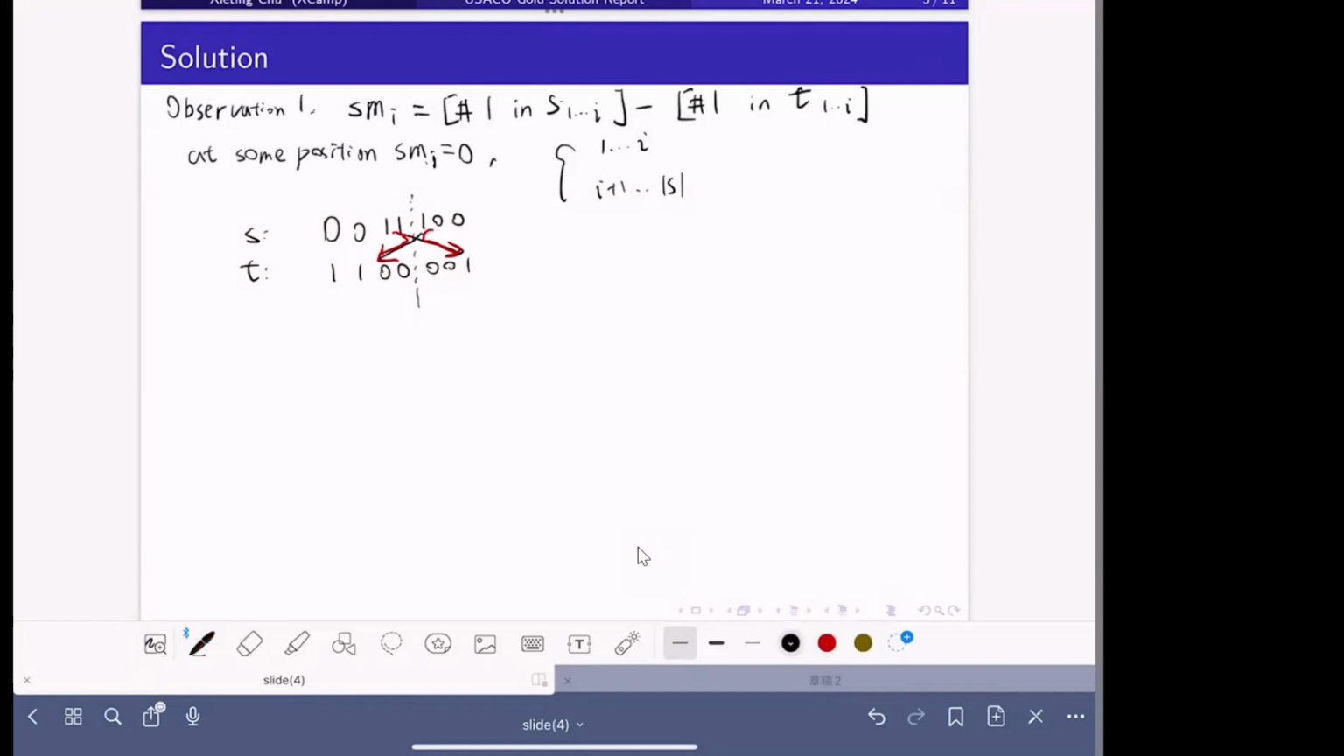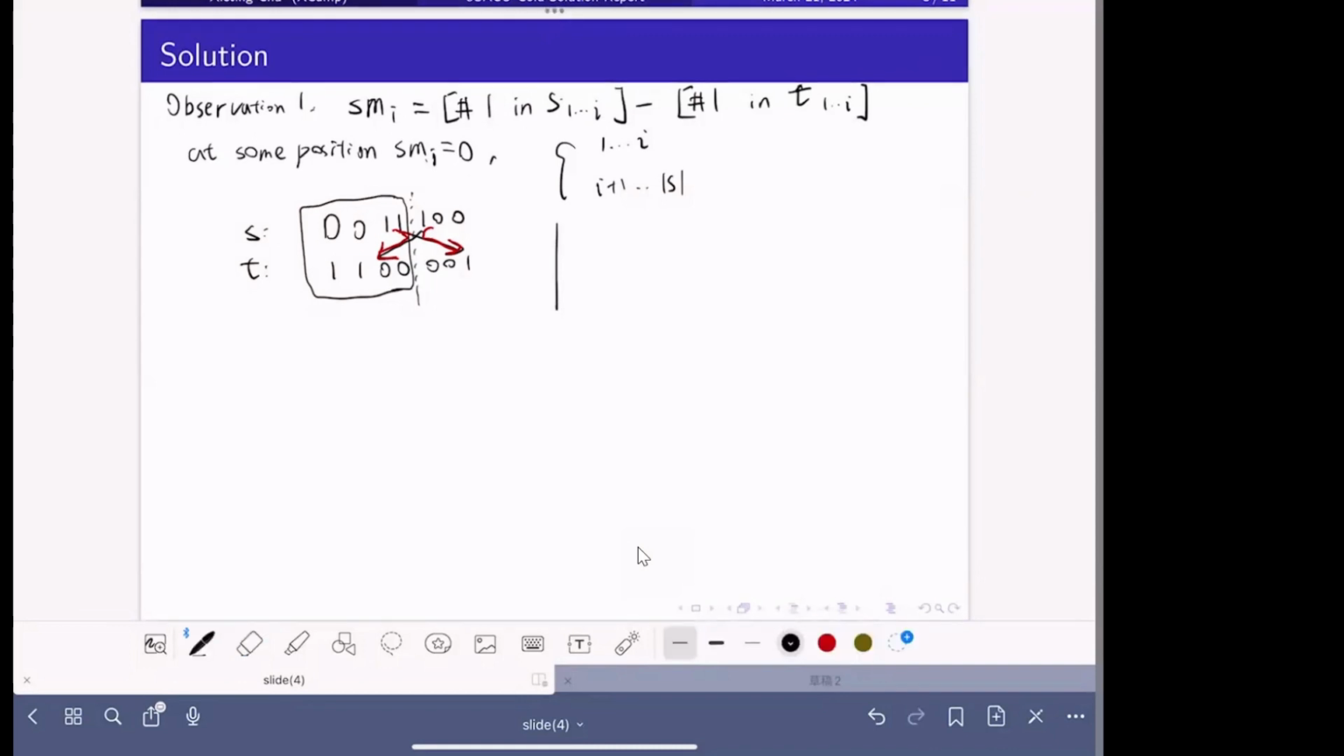And what is the benefit of this? After splitting the problem, in each part, the one in S is either to the right of the one in T in the corresponding positions, or the one in S is to the left of the one in T. Since the swap operation is reversible, we can always assume that the one in S is to the left of the one in T. If it is not, then we just swap S and T.